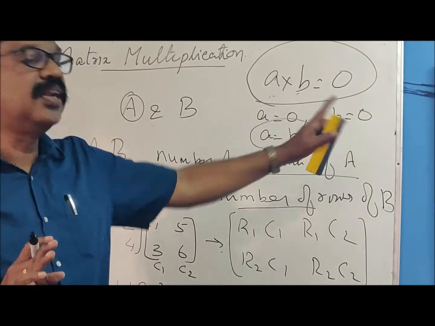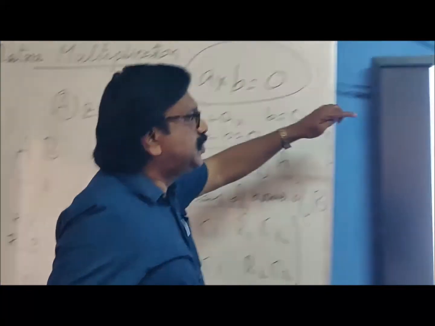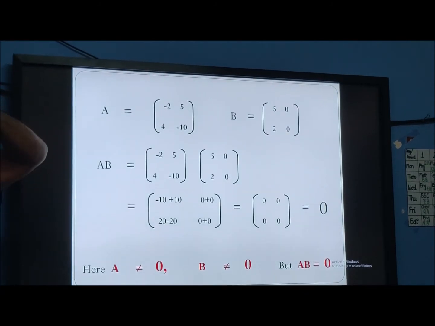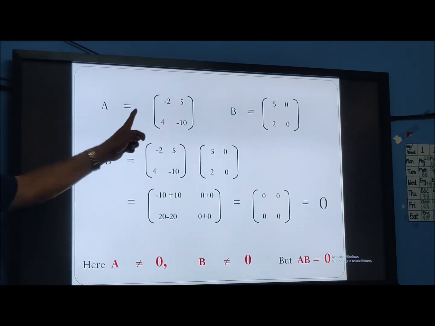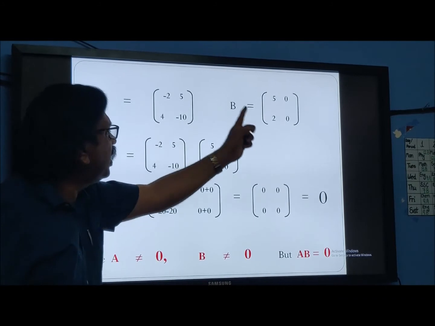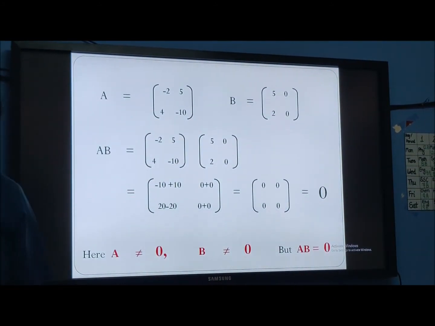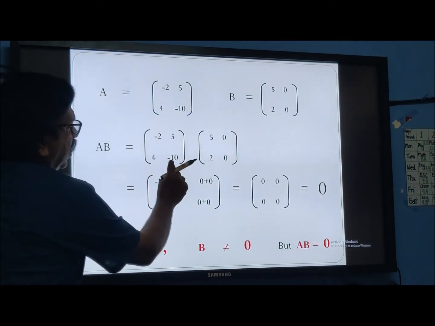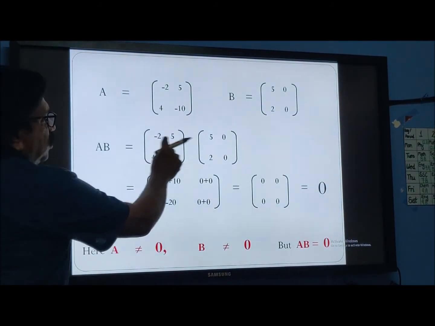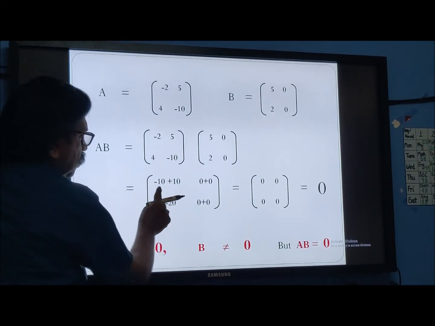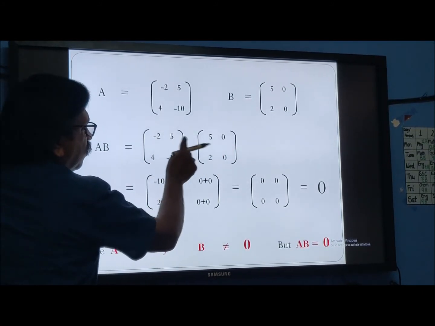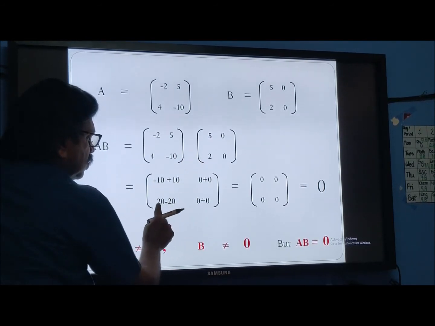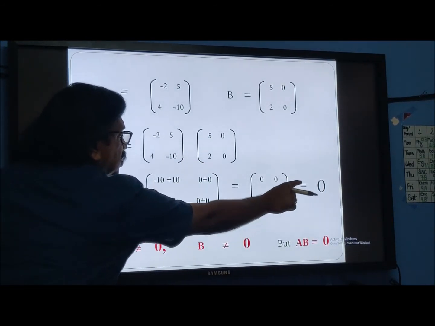But you see, the interesting thing in matrices is that we are taking two non-zero matrices. Zero matrix means all the elements are 0, but here all the elements are not 0. Therefore, A and B are two non-zero matrices. You see the product, what is it? AB equals matrix A into B. First row: minus 2 into 5 plus 5 into 2, minus 10 plus 10; minus 2 into 0, 5 into 0, so plus 0; 4 into 5, 20, minus 20. The answer is the 0 matrix.